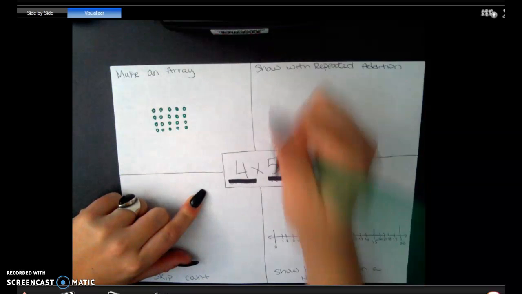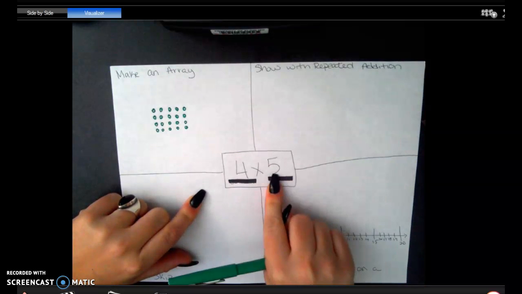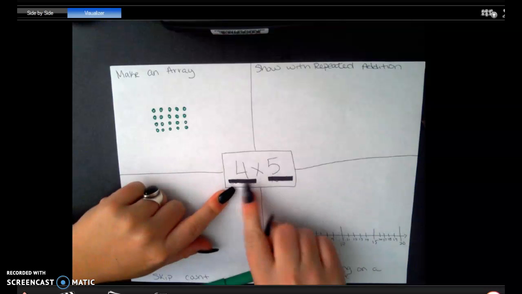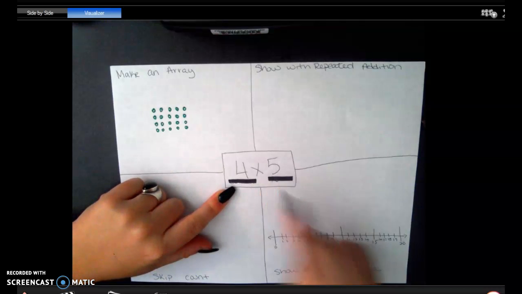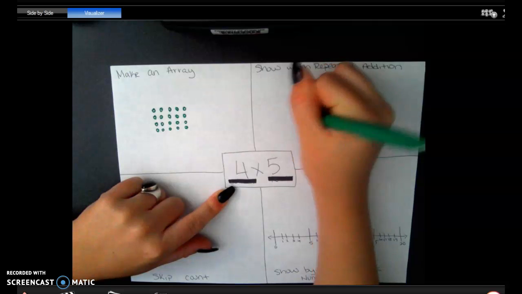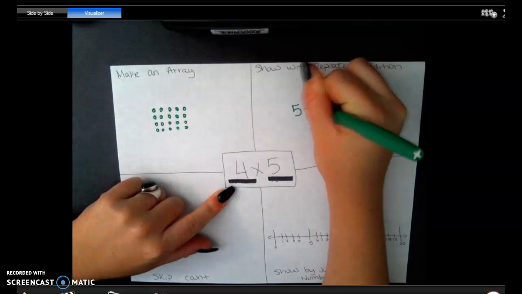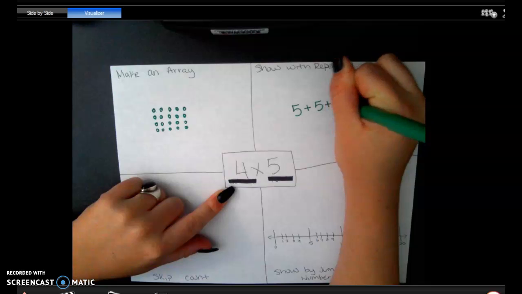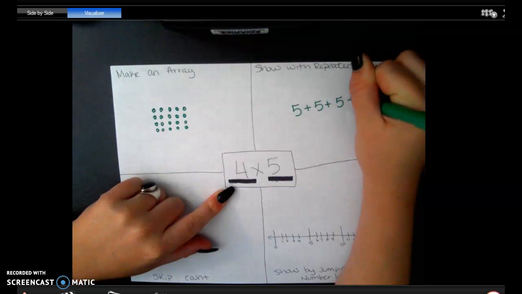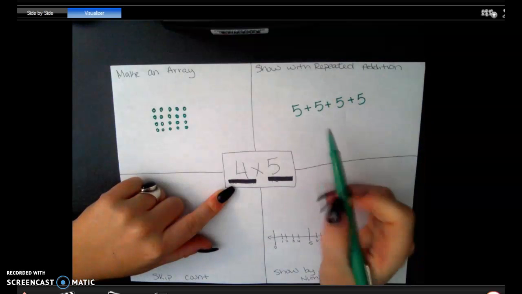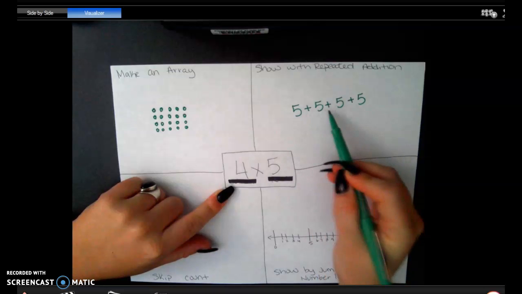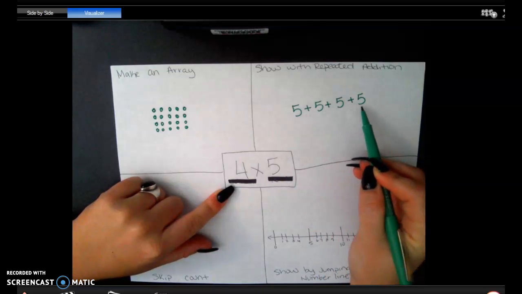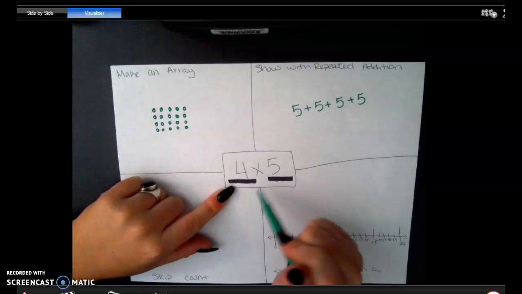This is going to be 4 5s added together because it's 4 times 5. So, 1 5, 2 5s, 3 5s, and 4 5s. 5 plus 5 plus 5 plus 5 represents 4 times 5.